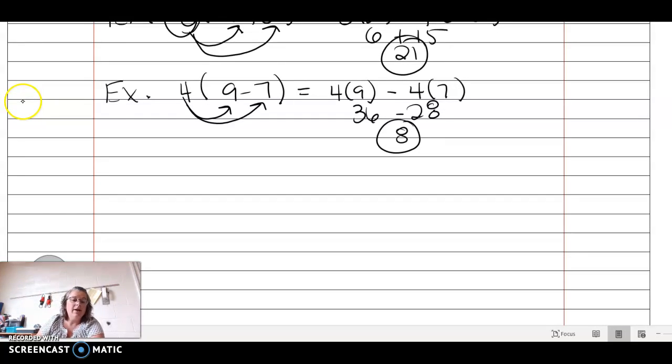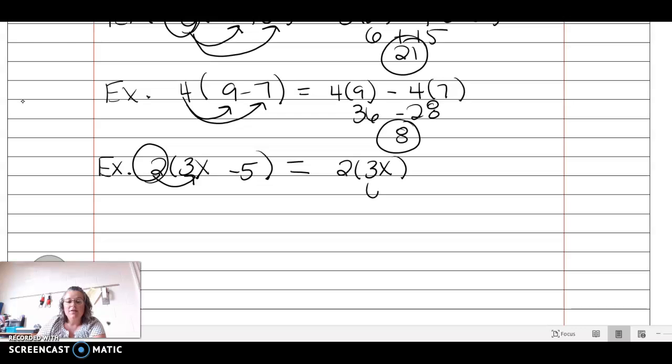Also works for variables as well. So if I did 2 times 3x minus 5, I end up getting the 2 has to be multiplied by the 3x. So if you have 2 groups of 3x's, you have a 3x and a 3x, which gives you 6x. So I have 2 times 3x, gives me the 6x. I have a minus the 2 times the 5, which gives me a minus 10. And because I don't know what x is, I haven't given you that value, you're done. You can't go any farther than that.